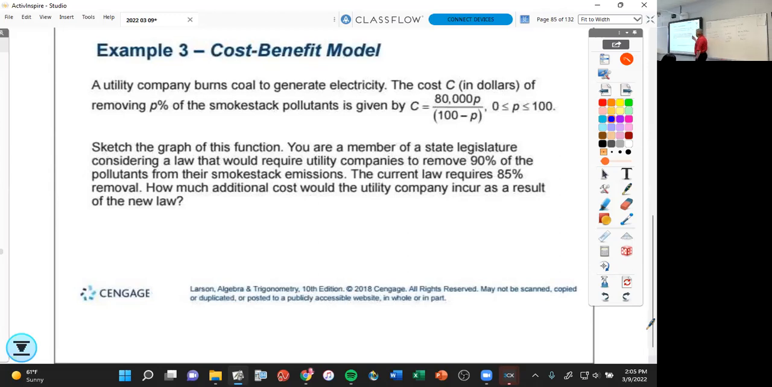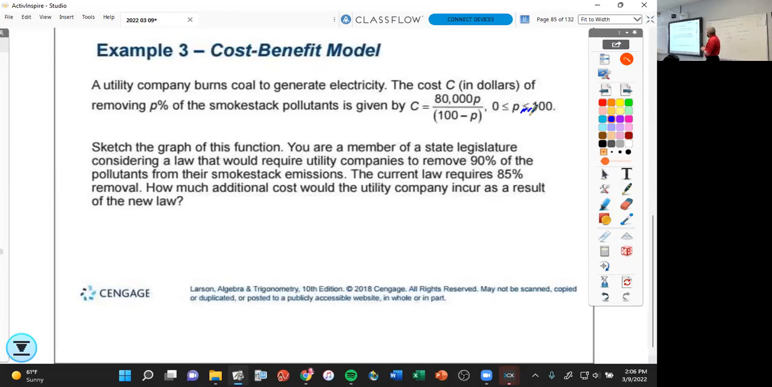I think if you look at the one online, it's correct. This one's wrong. It says that P has to be between 0 and 100. Look at the function. Can P be 100? No. So this is wrong. This should be gone. Can P be 0? Can we burn and eliminate no pollutants? Yes. Can we have negative pollutants? No. Okay, so this should be 0 is less than or equal to P less than 100. It says to sketch a graph of the function. We'll worry about that in a little bit.